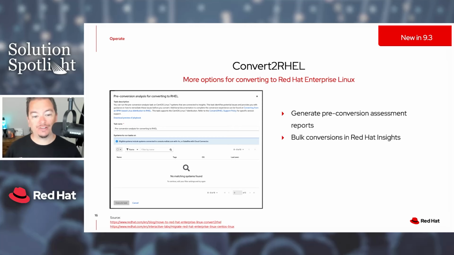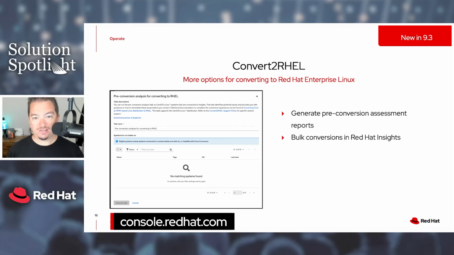That's right. You can register a non-Red Hat Enterprise Linux operating system, CentOS Linux 7 only at this time, to Red Hat Insights to run conversion and conversion analysis tasks at scale. So if you go to console.redhat.com, register your systems, you can run those reports, get an idea of what could possibly break, and then from there, actually schedule or batch your conversion processes.